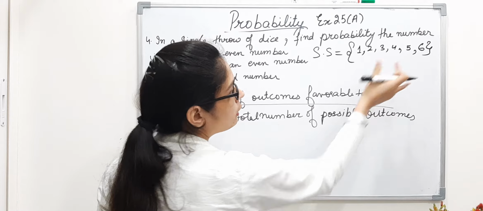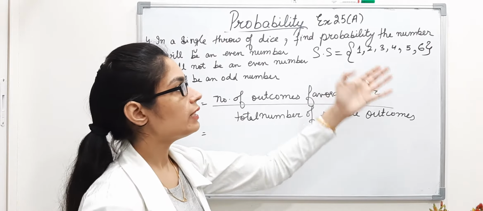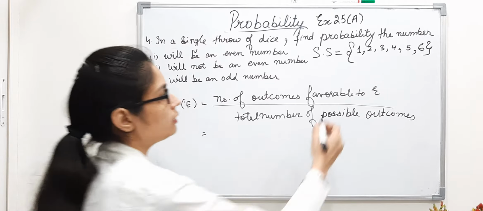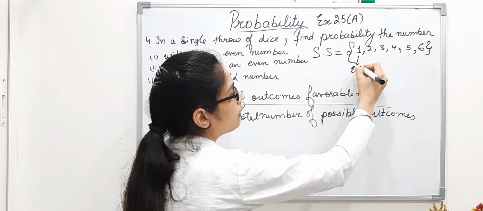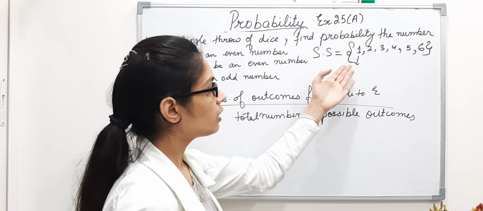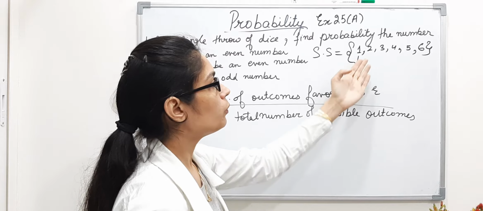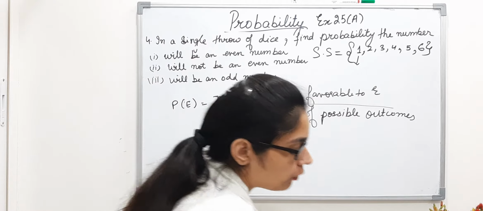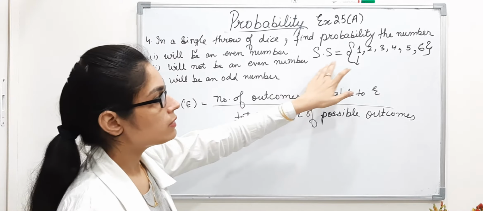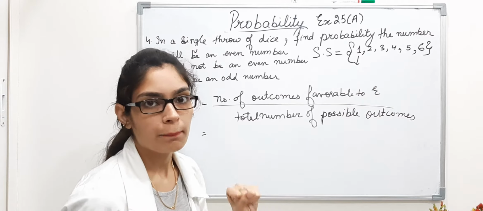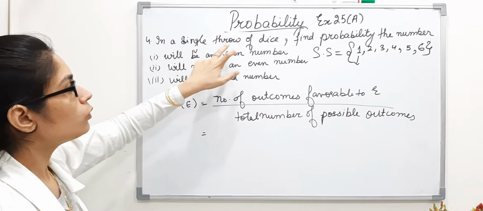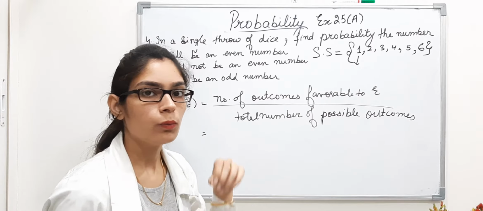Sample space is your arrangement of events, or you can say it will show you the total number of possible outcomes. See, each one of these is an elementary event, which we have discussed. 1 is an elementary event, 2 is an elementary event. So that is not related with the question, I was just telling you guys. So this is my sample space. It gives me the total number of possible outcomes, since the question is a single throw of dice. Dice has been only thrown once.